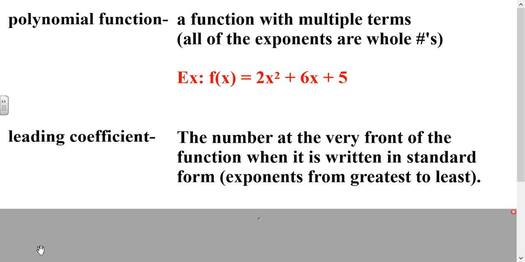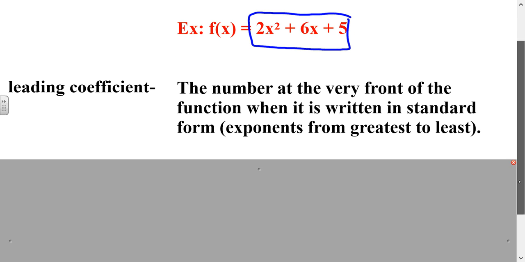Now the leading coefficient is the number in the very front of the function when it's written in standard form. When it's in standard form, it looks just like this example up here where we have it in descending order. So the highest exponent starts first, and then we would have x to the first power, and then this one would not have a variable. So if it goes from highest to lowest exponent, that is standard form. The leading coefficient is the number in the very front. So in this example, the leading coefficient would be 2 because it's the number in the very front when it's written in standard form.